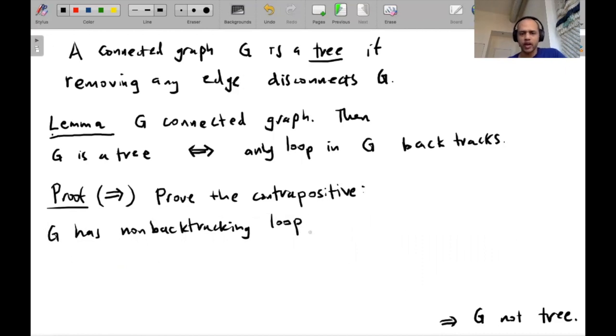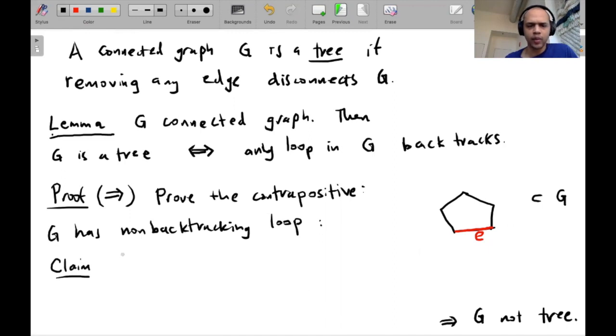So suppose G has a non-backtracking loop. Let's draw it. So we have some loop in G which doesn't backtrack. So this is in G. And let's pick an edge on this loop. Call it E. So the claim is that G minus E is connected.